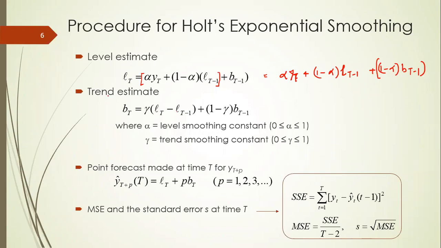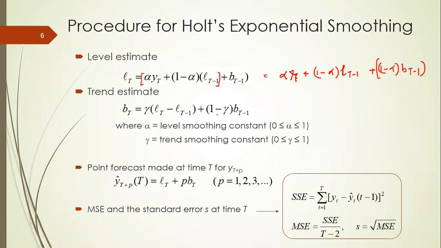Okay, now what about the trend estimate? As time progresses, there is trend, so the growth rate will keep on moving. So what we say is that it's gamma, which is the trend smoothing constant, times (Lt minus the level of the last period, L(t-1)), plus (1 minus gamma) times B(t-1).